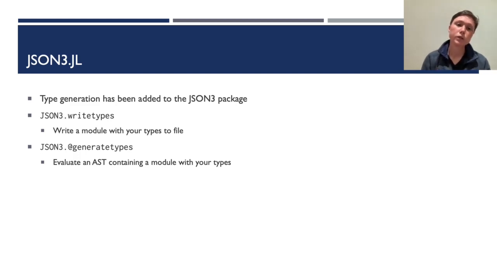The other main way of using it is the macro JSON3.generateTypes, which does the same type generation mechanism, but instead of writing it to file, will evaluate it as a module in your current process. So you can immediately use that type.